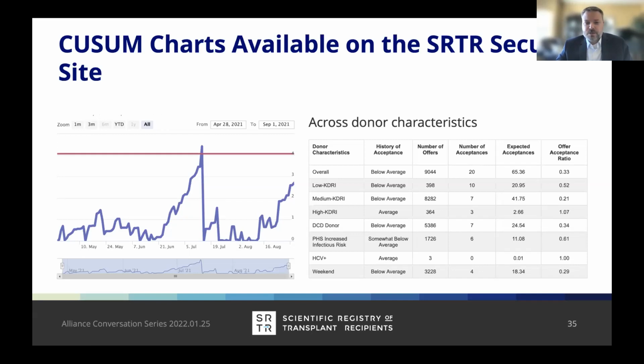On the secure site, we also have this table to the right, which also describes your offer acceptance patterns within various subgroups. Again, we have stratified by KDRI, but then we offer a couple additional categories here for your DCD donor offers or PHS increased infectious risk donors, Hep C positive donors. And interestingly, we have a weekday versus weekend assessment. It's been demonstrated that sometimes at transplant programs, the weekend acceptance of offers can trail off. And that's what that weekend is trying to measure there.